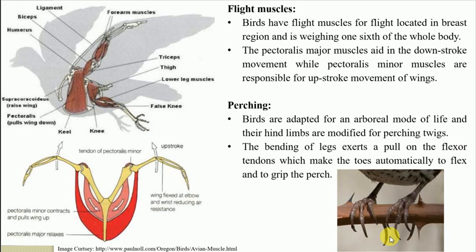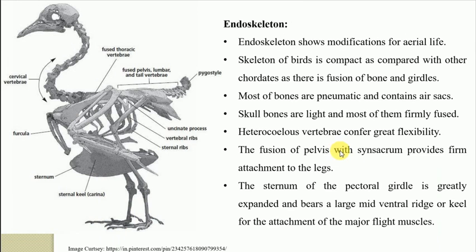The bending of the legs exerts a pull on the flexor tendons, which makes the toes automatically flex and grip the perch, and hence many of the arboreal birds are provided with such perching feet, which is again another characteristic feature.